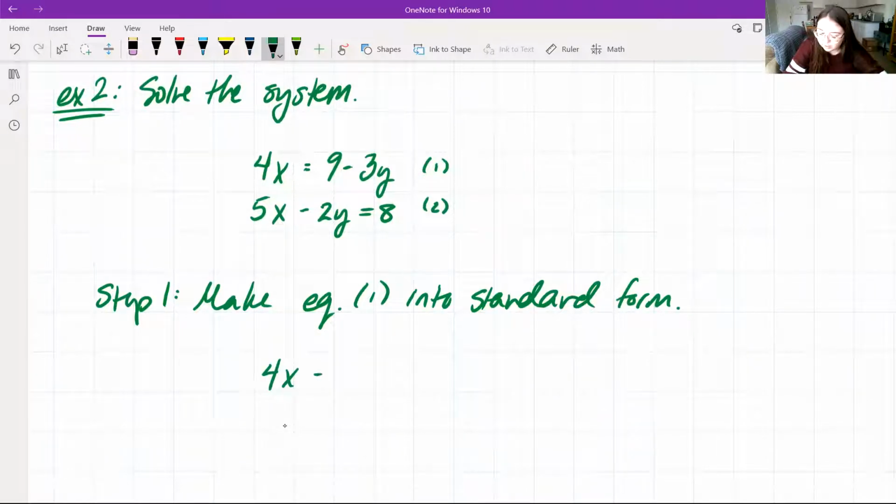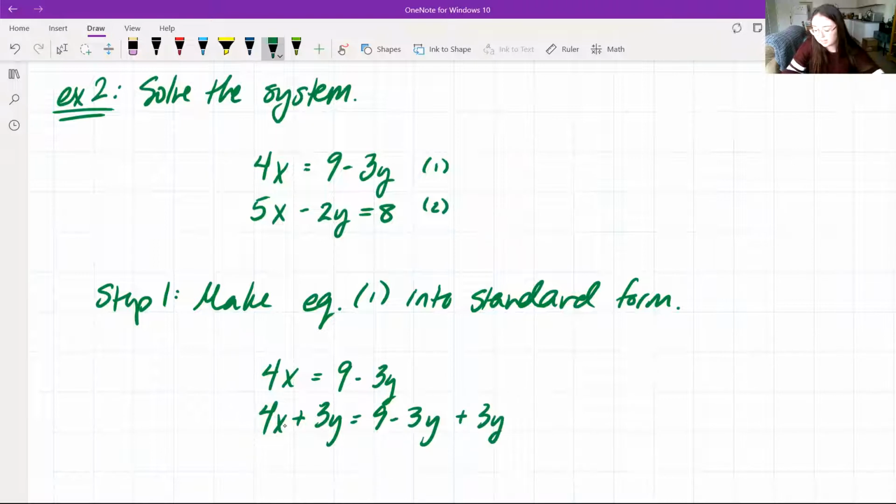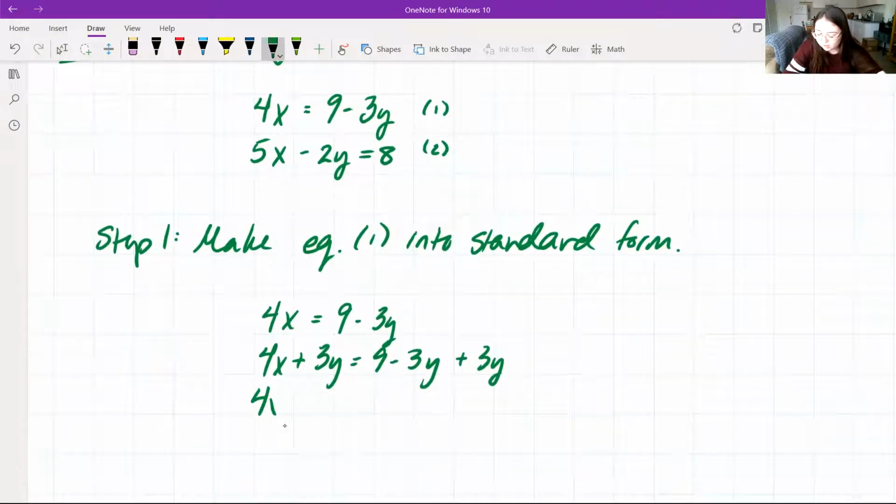So we're given 4x is equal to 9 minus 3y. To make it into standard form, we're just going to go ahead and add 3y to both sides. This will cancel out our negative 3y on our right-hand side, and it will leave us with our standard form of 4x plus 3y is equal to 9. So we're going to say that this is our new equation 1. All we did was rewrite it, so there's no need to give it a new equation name.